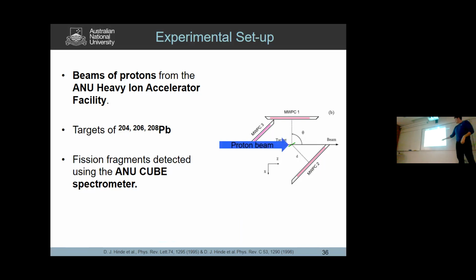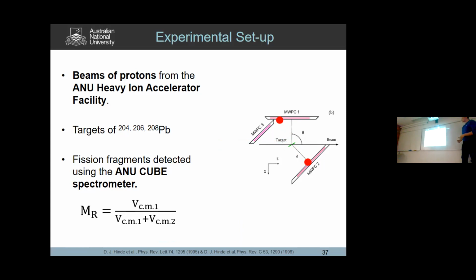So just to highlight what this means, the proton beam comes in here, it hits our target, it causes a fusion reaction, the bismuth nucleus is produced, which then fissions immediately, and we then measure the fission fragments in our detectors. From our detectors, we get timing and positional information, and from that, we can determine the velocities. And from the velocities, we can then determine the mass ratio. So this is how we determine the masses of our fragments. Now, the mass ratio is, of course, just the mass of one fragment over the total mass of the system.